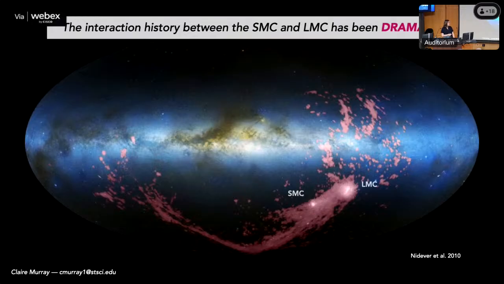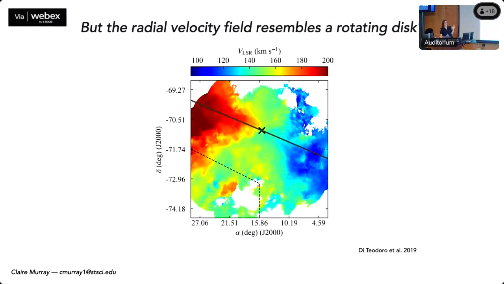And so it's just clear from every observation we've done of these two structures together that clearly they've interacted with each other and had a strong influence on their present day structure. However, to make the picture even more confusing, when we look at the radial velocity field integrated along the line of sight, the SMC looks like a perfect rotating disk. So this is the radial velocity field of the SMC from HI observations. And if you were to look at this, you would say, oh, great, it's a rotating disk, done, fit a rotation curve, derive a mass.